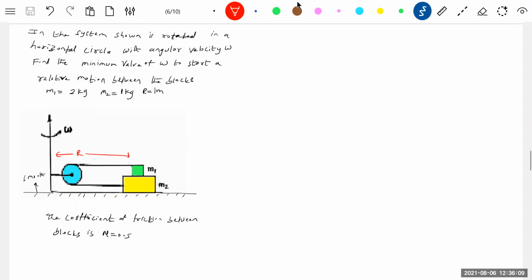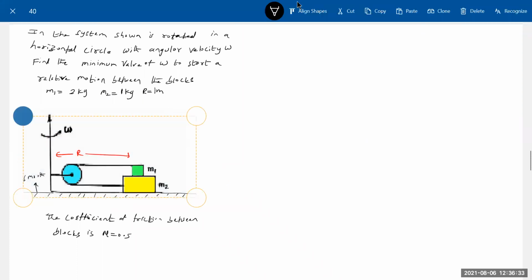In which frame will you do this problem better? Rotating frame. Very easy for us to work out here. Show the centrifugal forces acting on each block, the tension, then get the idea of the friction. Minimum value of omega to start a relative motion between the blocks. Let's take the diagram first. The surface between the block M2 and the ground is smooth. Between the blocks M1 and M2 it is rough.